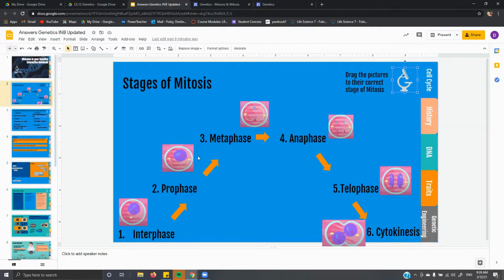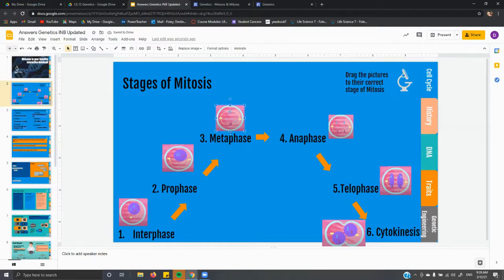The next we have is prophase, and you'll start to see that there will be these spindles forming, and you'll start to see that your chromosomes are starting to condense, and you'll start to see them.